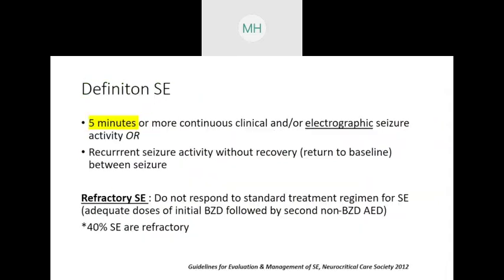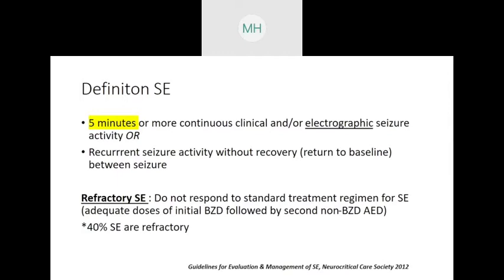Okay, so coming into the definition of status epilepticus, we know that the definition has been evolving over the years. So this is the latest one, whereby 5 minutes or more of continuous clinical and/or electrographic seizure activity, or recurrent seizure activity without recovery, without return to the baseline in between the seizures.